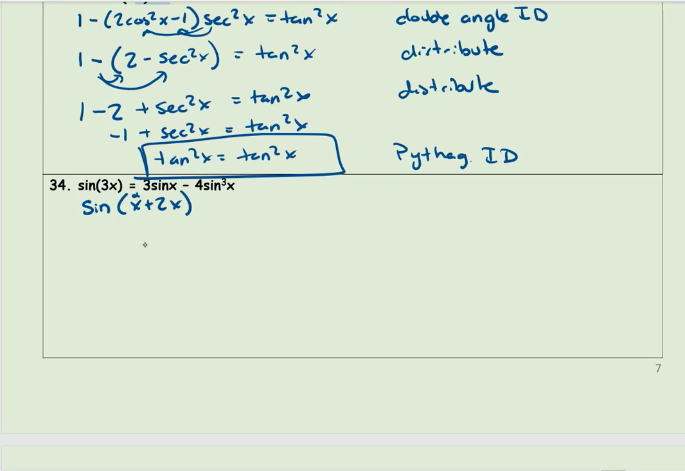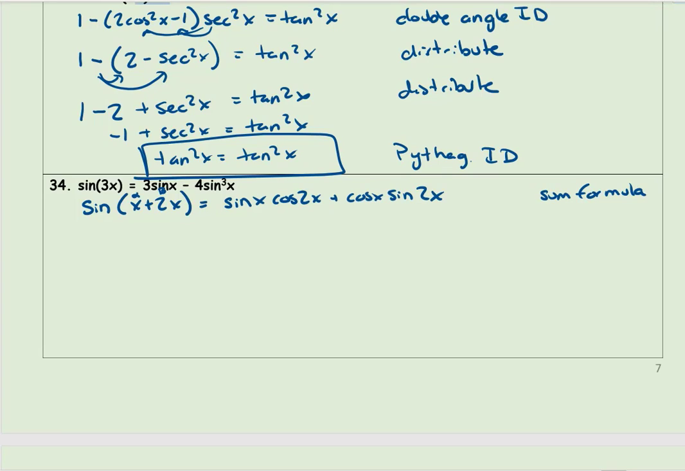This will be our alpha, that will be our beta, and we're going to use the sum formula in order to split this apart. So that's going to give us sine of x times cosine of 2x plus cosine of x times sine of 2x. So this is our sum formula, learned on Tuesday, or 2 days ago, or yesterday, depending on when you're watching this.